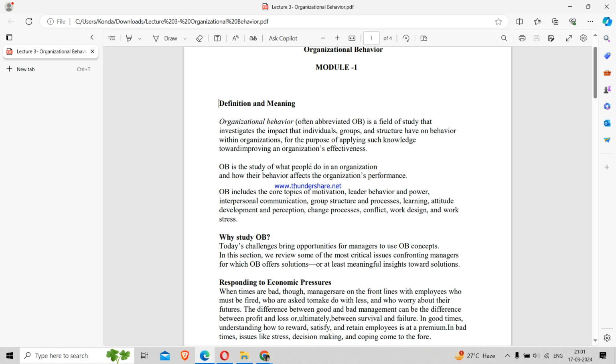Next is at the group level. What are the attributes? That is group dynamism, team building and leadership. So what do you mean by group dynamism? It is the individual characteristics that help employees to work as a group. This is known as group dynamism.